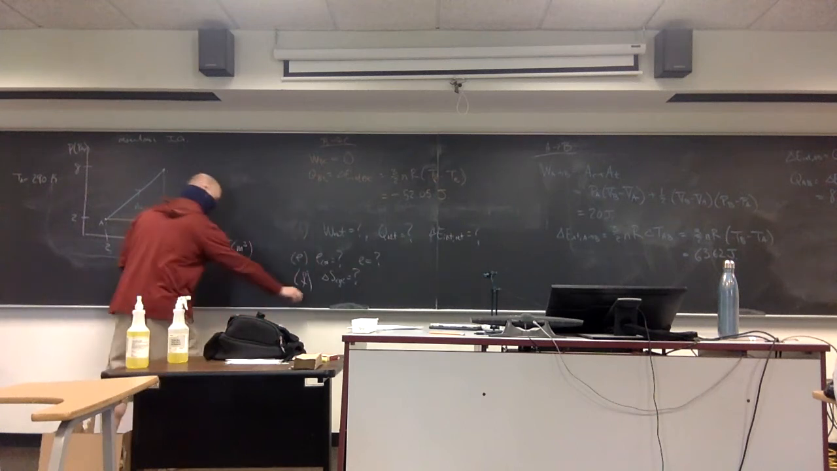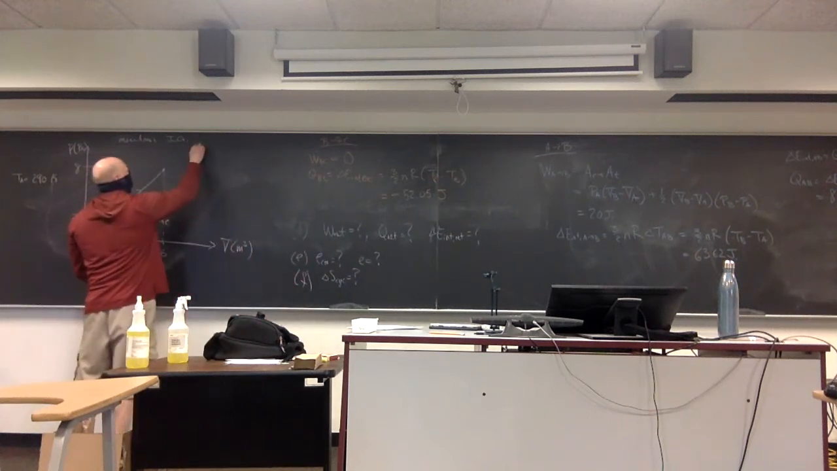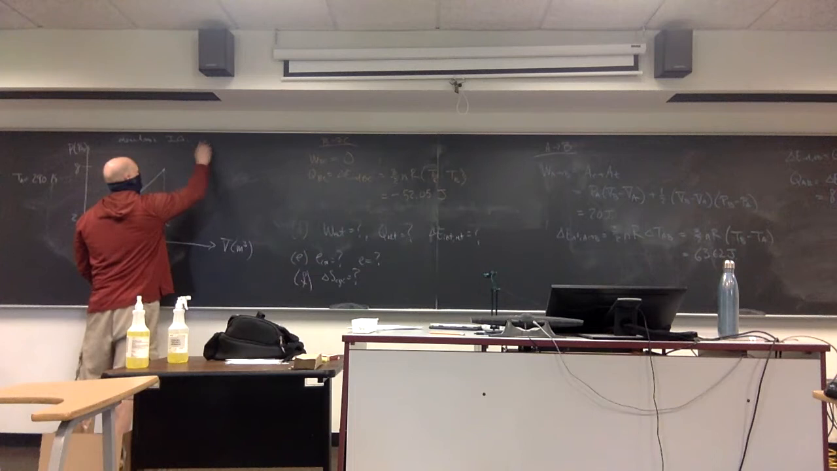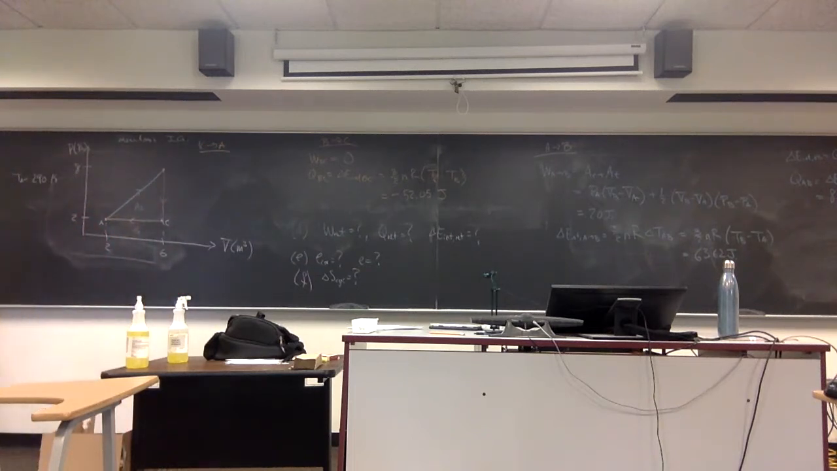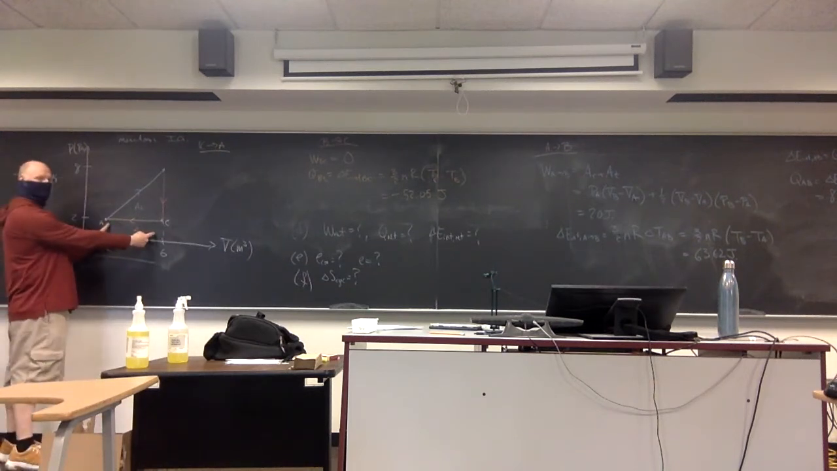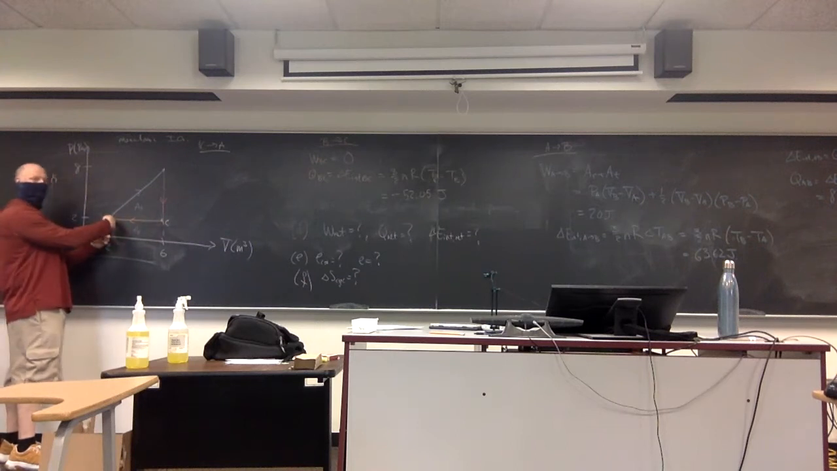Finally, we now want to go from C to A. Look at the last, C to A. So for C to A, we know that, again, the work is simply the area under the curve. Area under the curve in this case is simply that of the rectangle, but in this case it's negative because it's going from a high volume to a low volume.